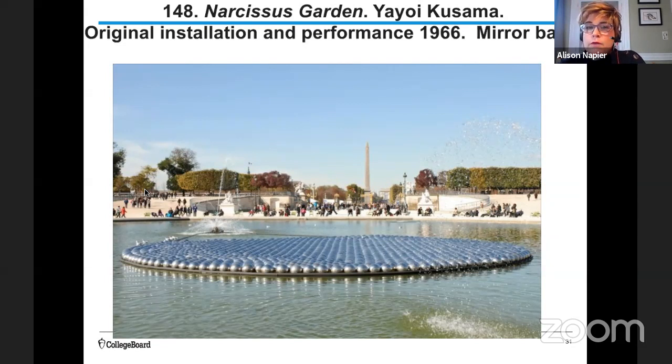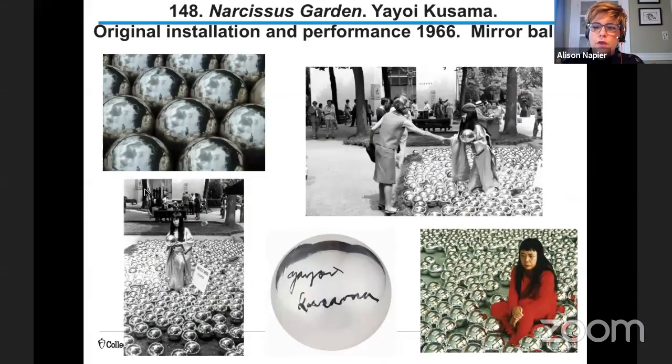Kusama was not officially invited to exhibit, according to her autobiography, but she received the moral and financial support of a patron and the permission of the chairman of the Biennale Committee to stage 1,500 mass-produced plastic silver globes on the outside lawn of the Italian Pavilion. And so this has been installed in several different locations over time. When we talk about the Biennale, you can see it here on the grass.